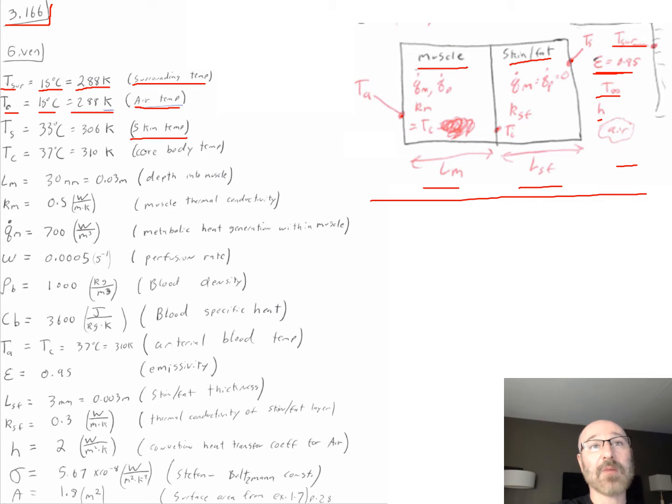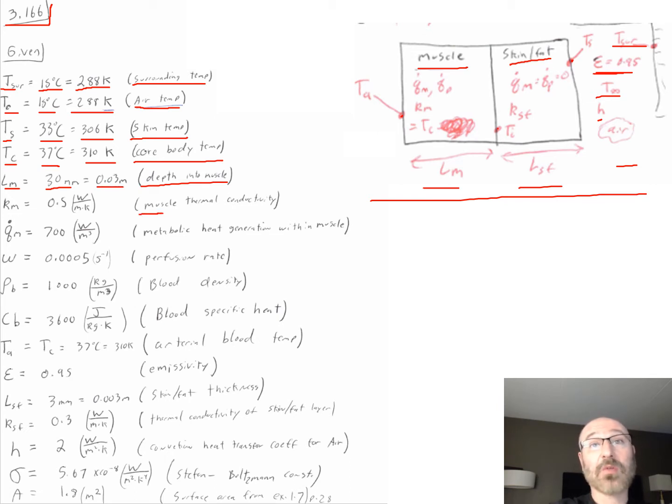Then I have my skin temperature, my T sub S, equal to 33 degrees Celsius, or 306 Kelvin when I do the conversion. I also have my core body temperature as T sub C, equal to 37 degrees Celsius, or 310 Kelvin. Now I want to take a look at the depth into the muscle. This is given to me as my variable L sub m, 30 millimeters. I'm going to convert this to 0.03 meters.